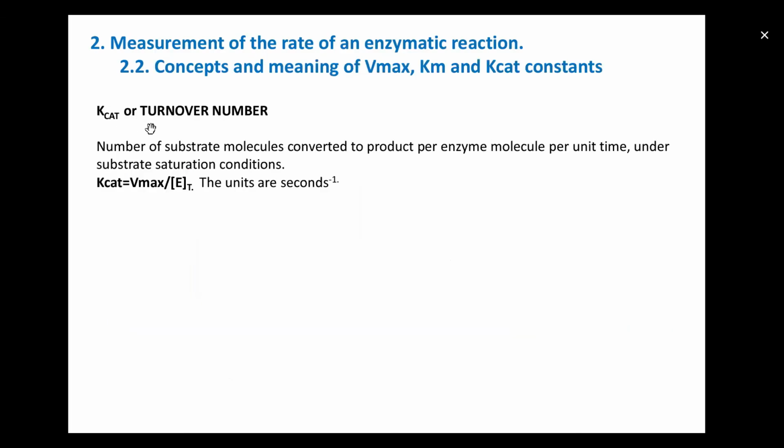So what is an enzyme's turnover number? An enzyme's turnover number is the number of substrate molecules that are converted to product per unit time, per unit enzyme molecule, under substrate saturation conditions. Kcat represents the turnover number, and this turnover number is the same thing as maximum velocity over enzyme concentration. And it has a unit of per second.